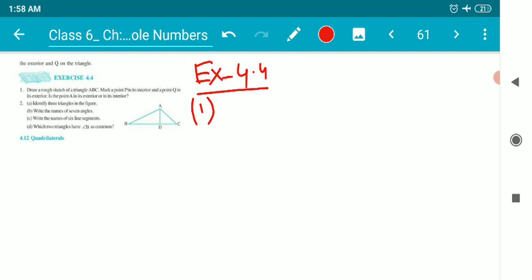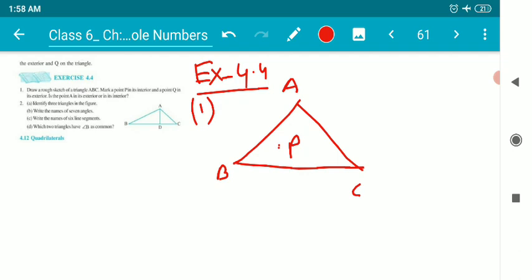Draw a rough sketch of a triangle ABC. Mark a point P in its interior and a point Q in its exterior. So, children, we are asked to draw a triangle. Name of this triangle is ABC. I drew a triangle ABC, and we are asked to mark a point P in its interior. So, this is the point P in its interior, and a point Q in its exterior. This is the point Q in its exterior.